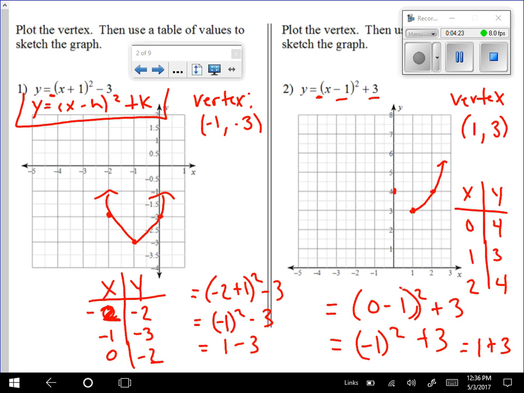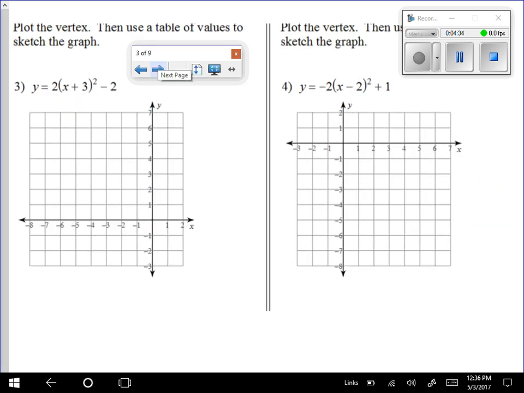Again, if you did another point, that's all fine and dandy. There is that parabola. Awesome. Okay, moving on. You can always pause the video if you need to look at some of that.